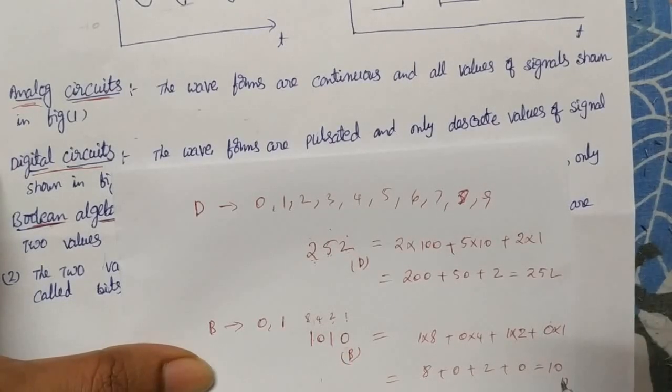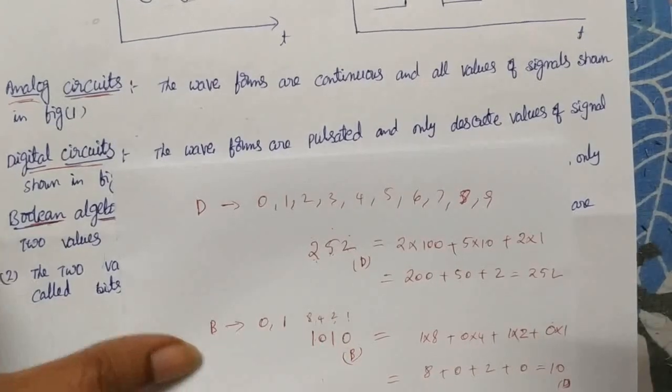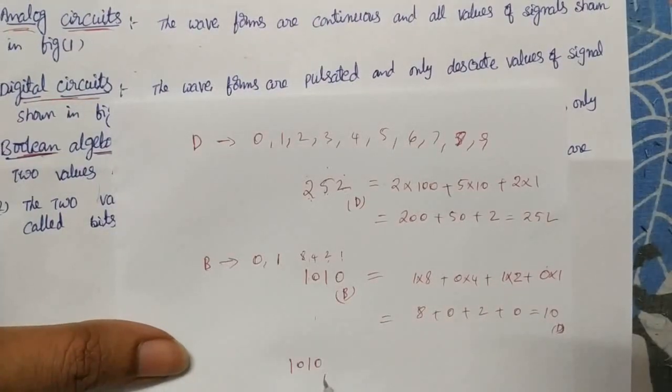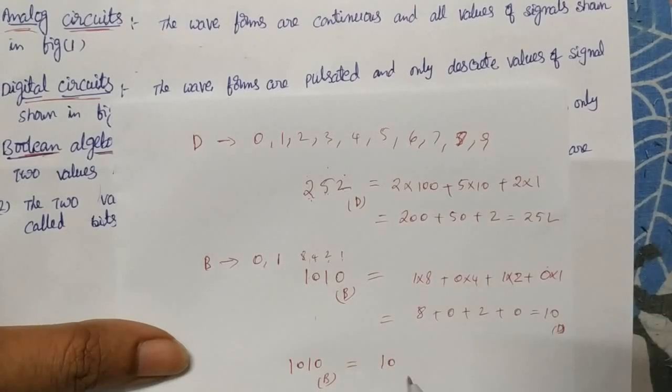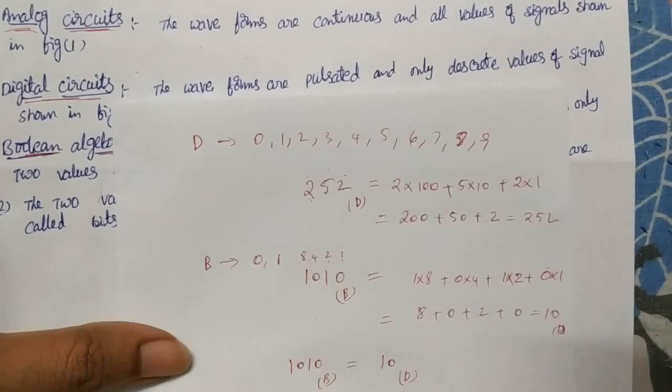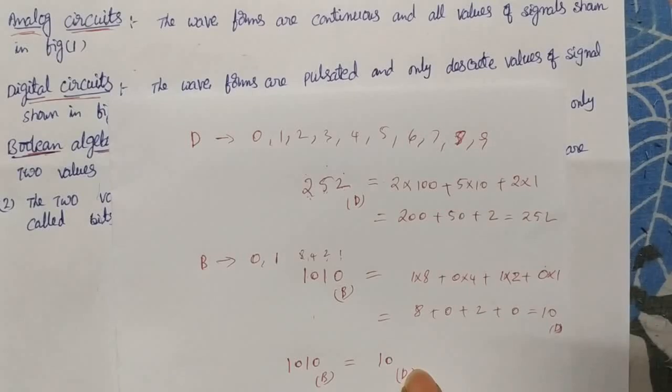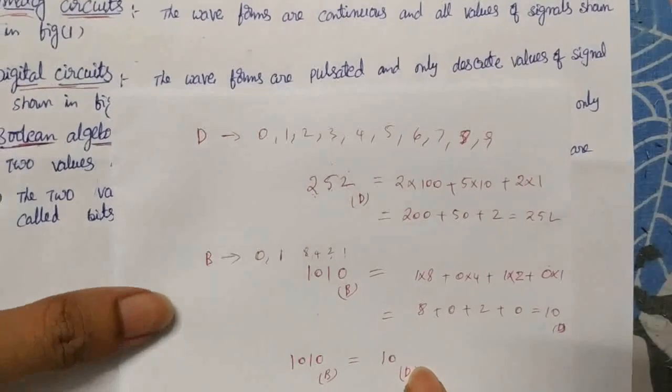That is 10. That means we can write like this. 1010 binary is equal to 10 decimal. How to convert a binary number into decimal means you should apply like this. One more example we'll see.